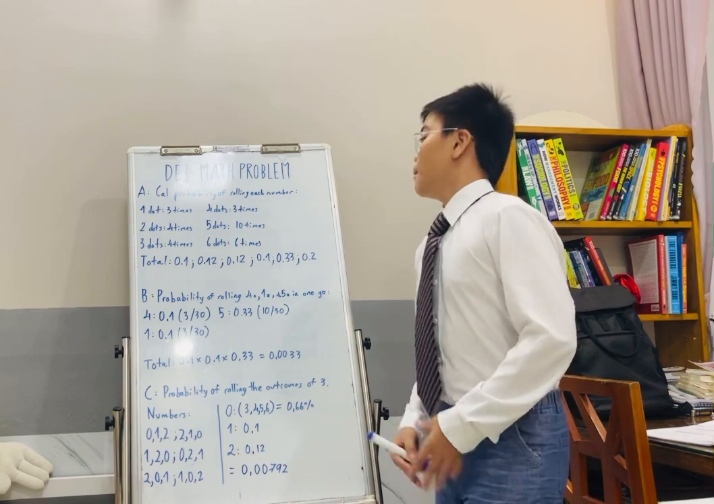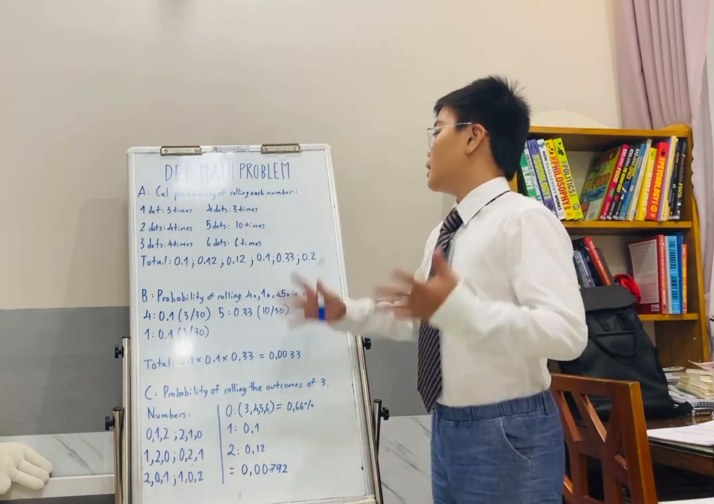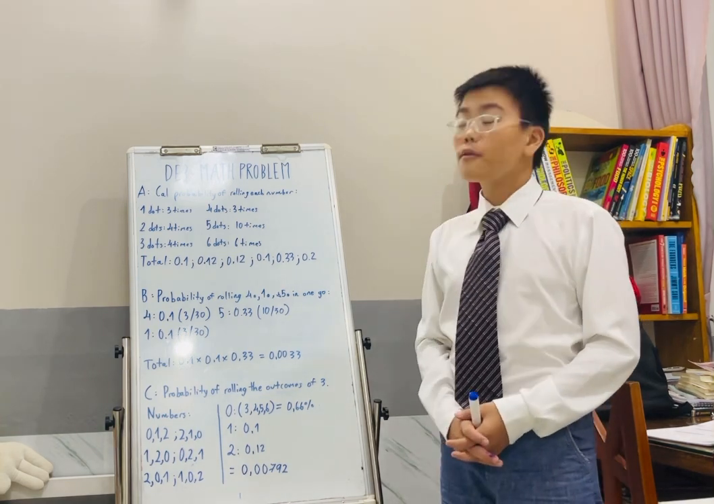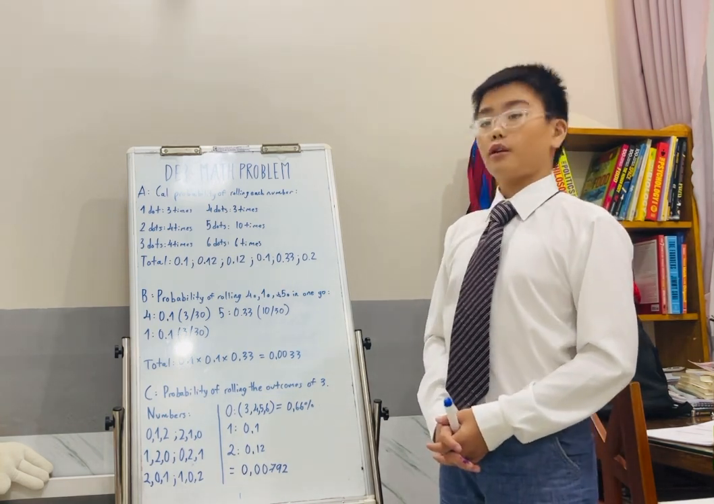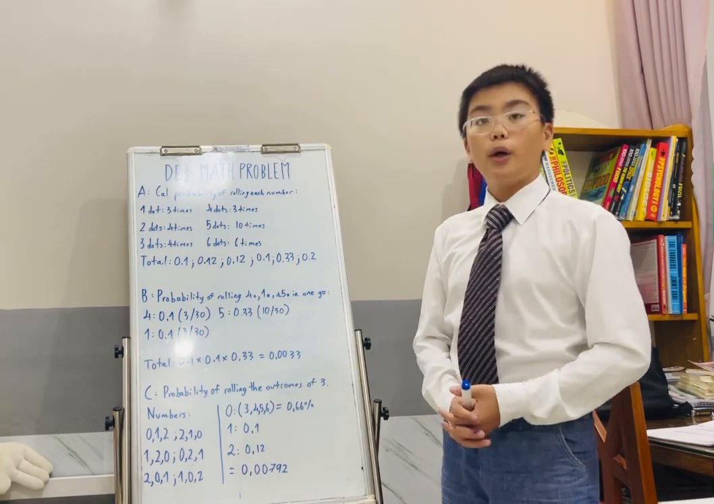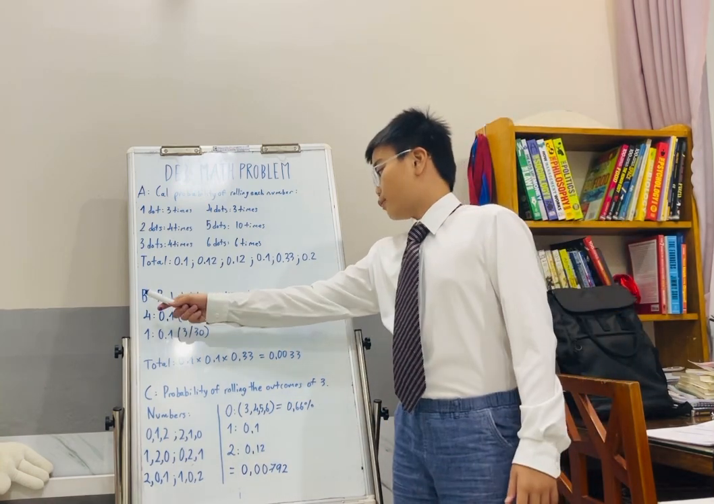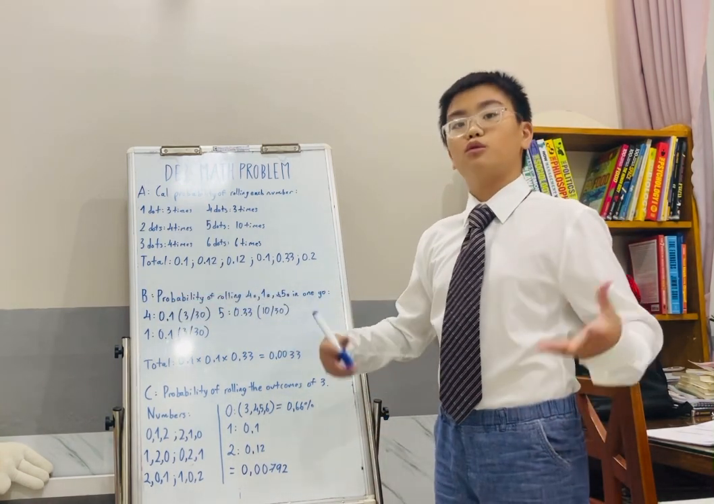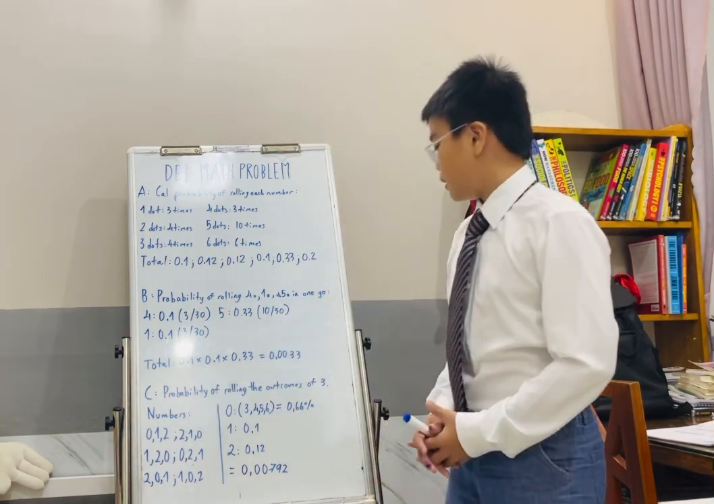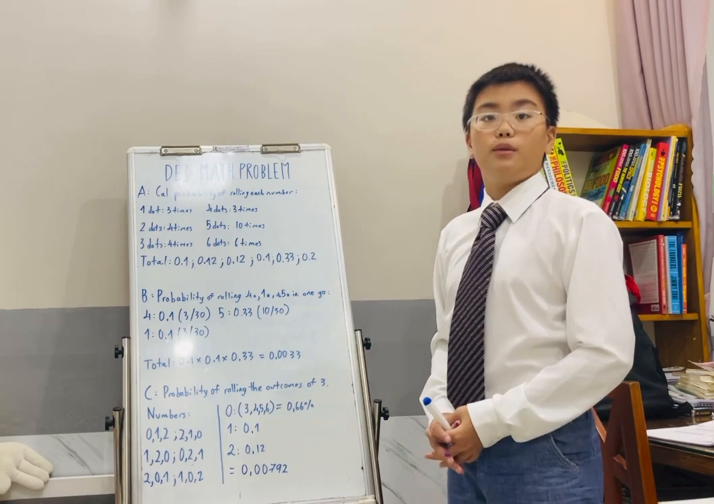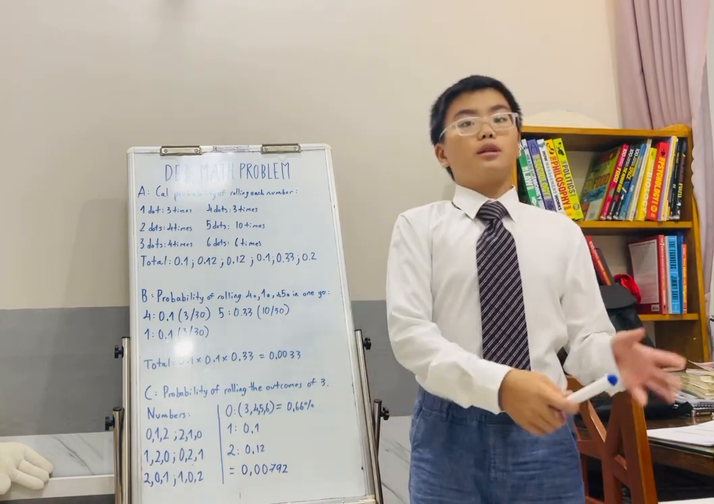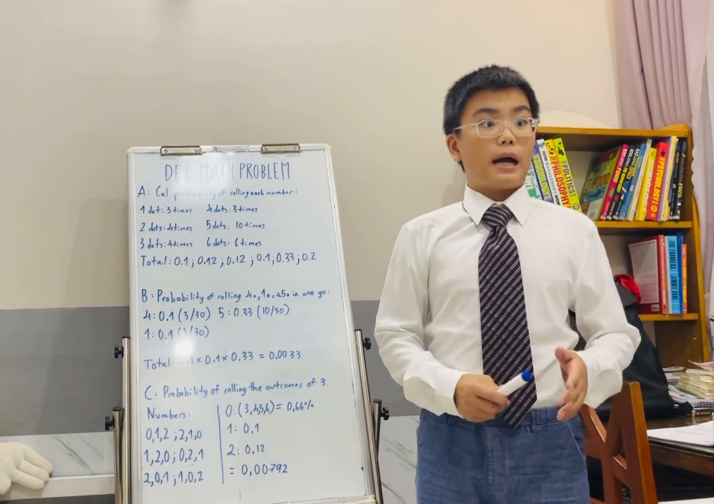Now, in conclusion, my answer for A is, respectively from 1 to 6, 0.1, 0.12, 0.12, 0.1, 0.33, and 0.2. My answer for B is 0.0033. My answer for problem C is 0.00792.